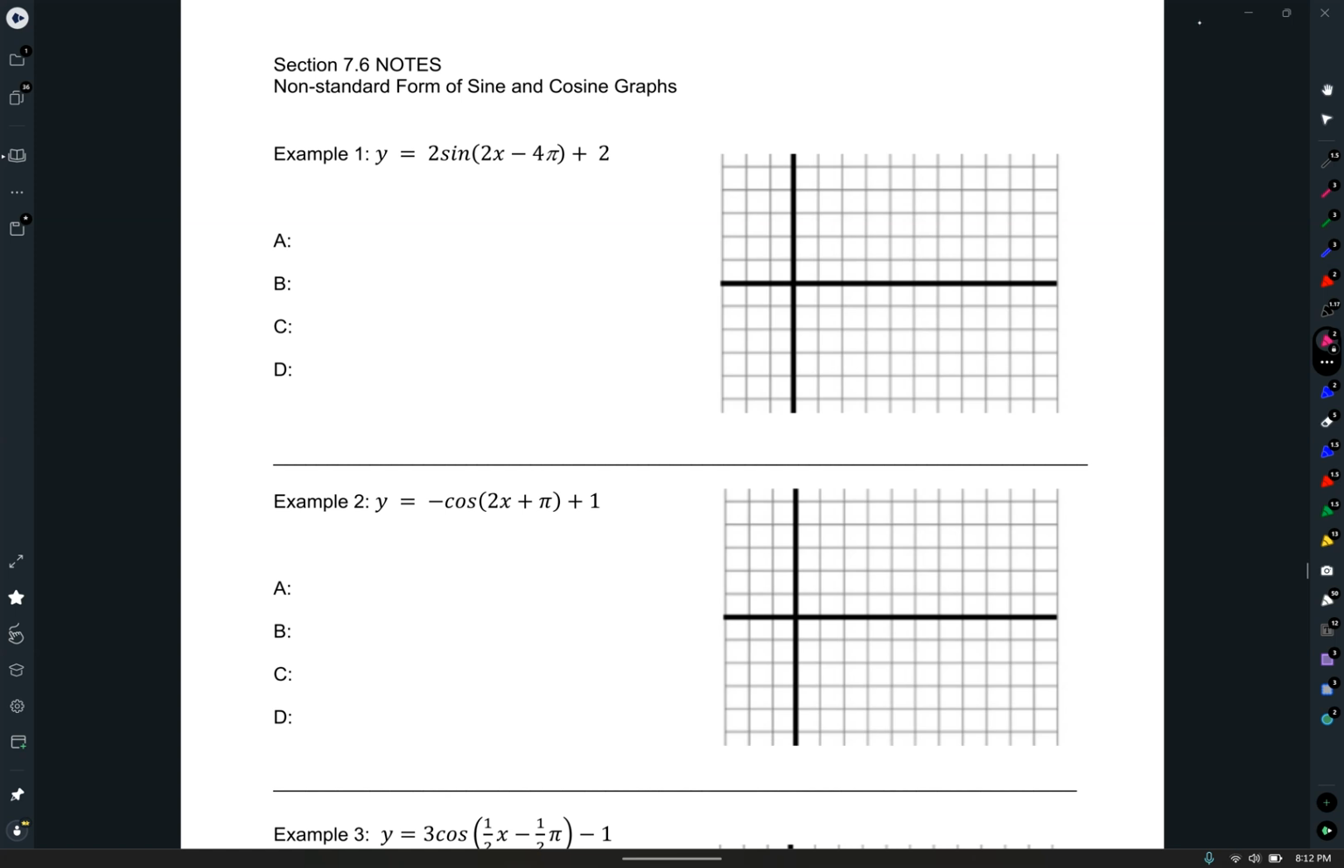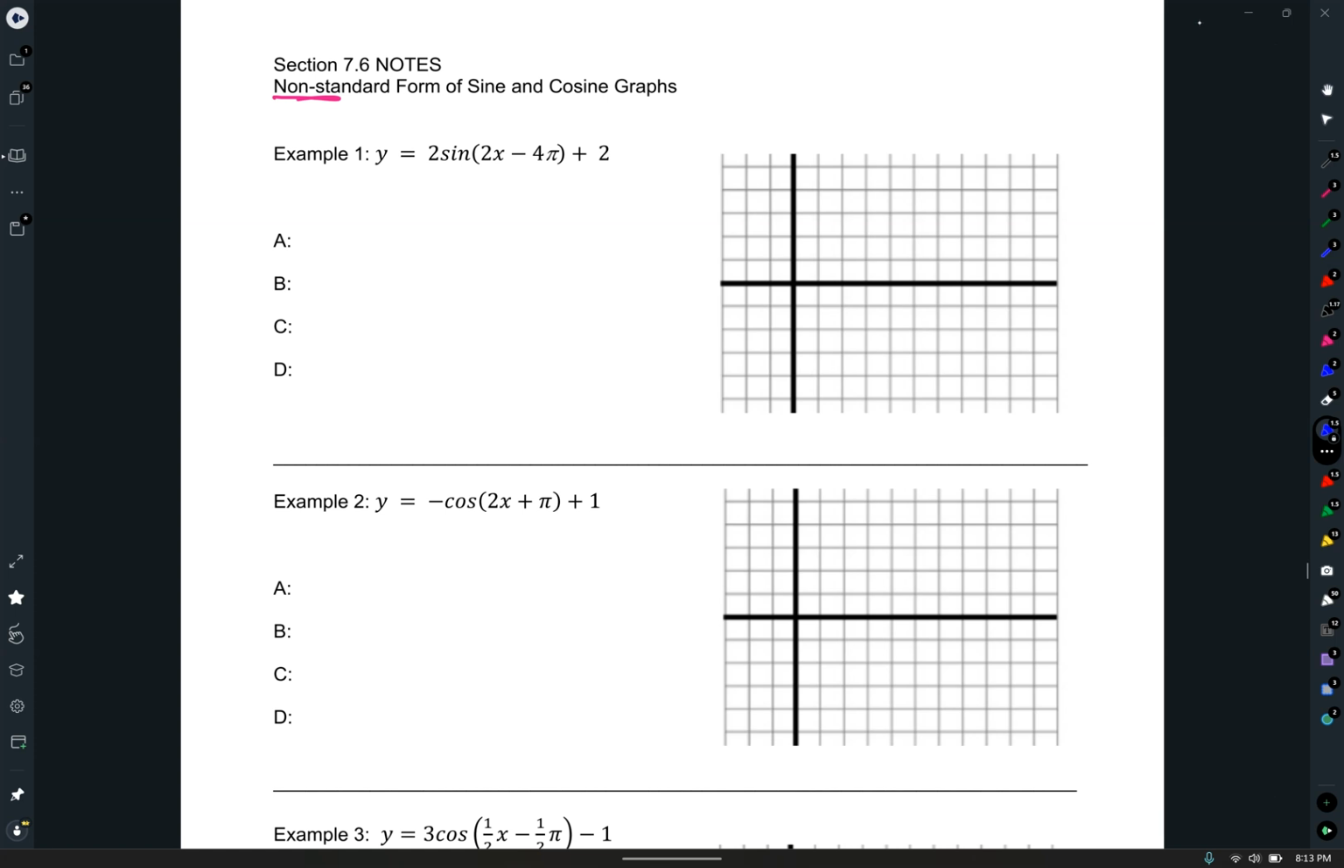This is section 7.6 for pre-calculus, and so we've learned all the different pieces, A, B, C, and D, for a trig function, a sine or cosine function that's in standard form. Today we talk about what if it's not in standard form, non-standard form. First of all, let's look at standard form one more time, just so we can kind of do a comparison.